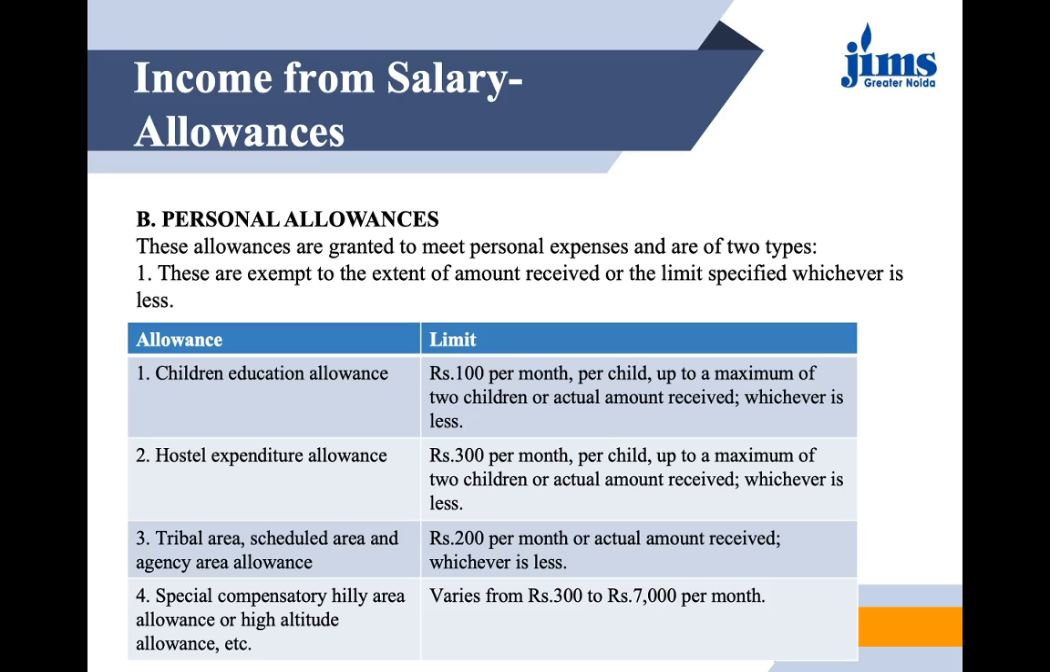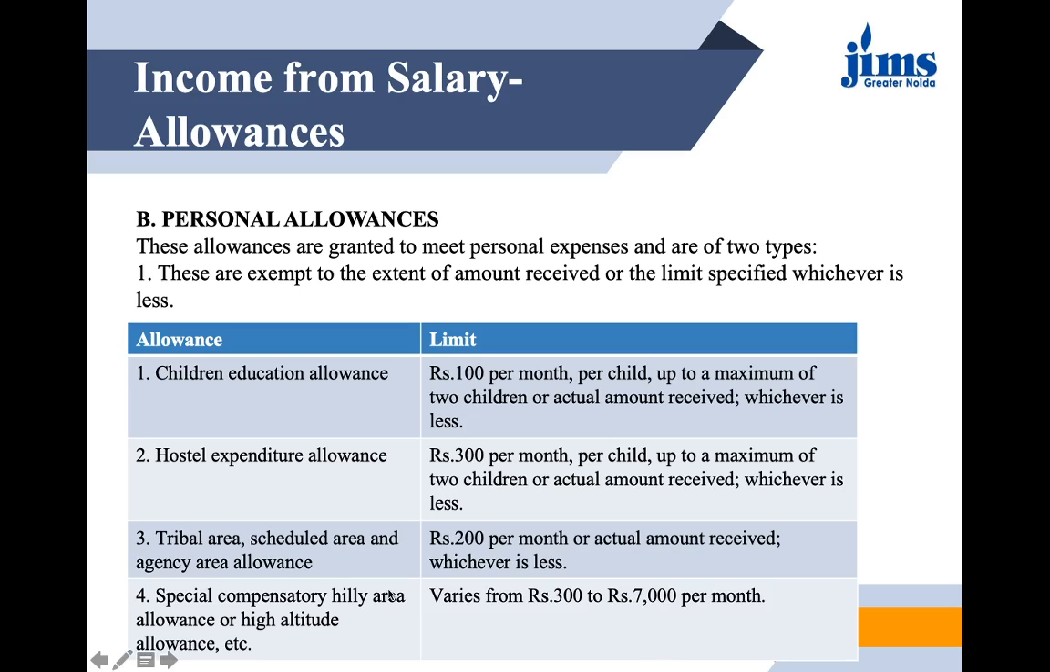Then we have hostel expenditure allowance, which is 300 per month per child, up to a maximum of 2 children, or the actual amount which is received, whichever is less. Then the third category is the tribal area or scheduled area or agency area allowance. When you are posted to such areas, you get this allowance from the employer, and that is rupees 200 per month, or the actual amount received, whichever is less.